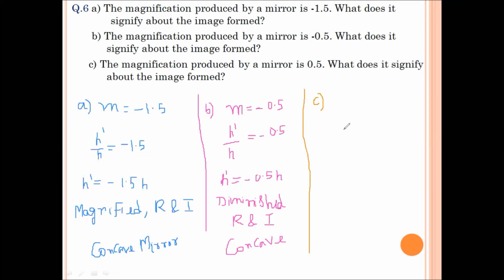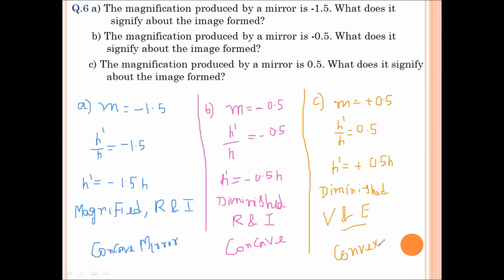C part, the magnification produced by a mirror is 0.5. What does it signify about the image formed? So magnification is given as plus 0.5. We can write h dash by h is equal to 0.5, and h dash is equal to plus 0.5h. So the image formed here is diminished because the size of the image is smaller than the size of the object, and the plus sign denotes the nature is virtual and erect. So this type of image is formed by a convex mirror, because the image formed is diminished as well as virtual and erect. So this mirror is a convex mirror.